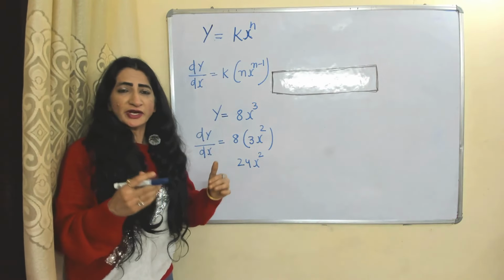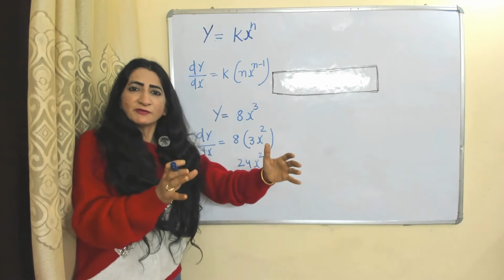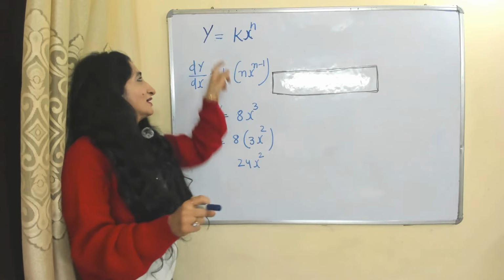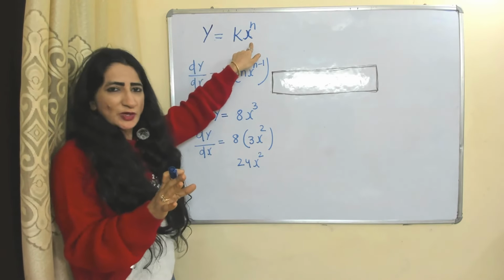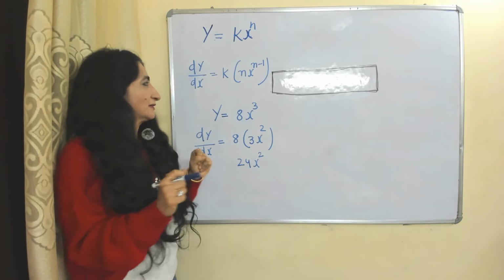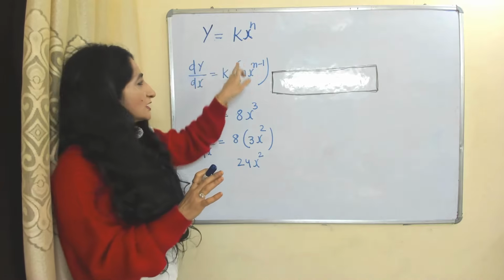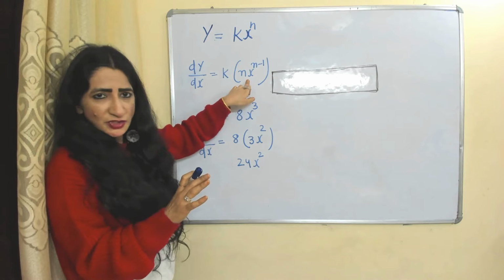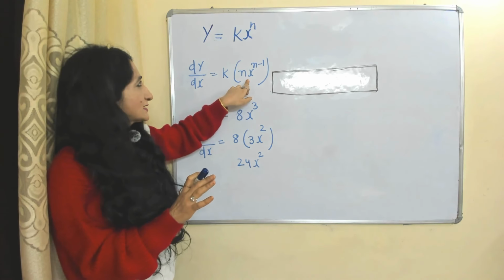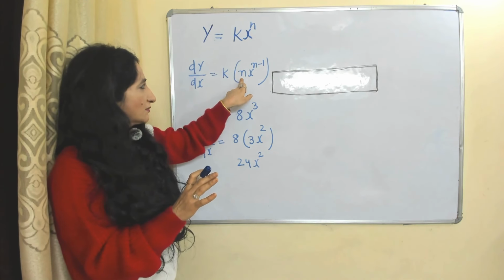How to differentiate when constant and variable both are together? Here k is a constant, x is a variable, both are together. In such a case, we will keep the constant out and differentiate the x variable. So this is the formula to differentiate y with respect to x. This power will come down and minus 1 from the original power. We have already discussed this formula.